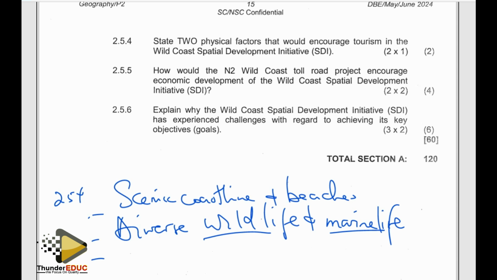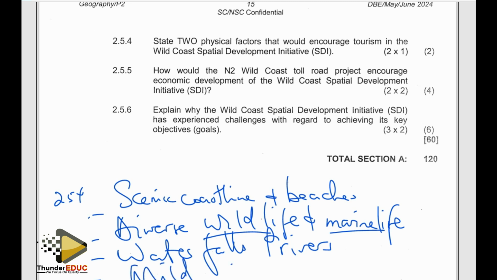Right. We can also look at waterfalls. The area also has got some waterfalls and also some rivers. Such rivers can also aid towards attraction of tourists. And also, if you check the climatic conditions, we have a mild climate in the area, and also we usually have a pleasant weather in most instances. So it's an attraction to the tourists.